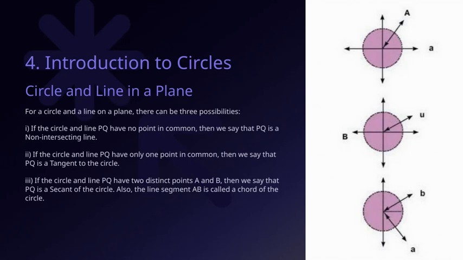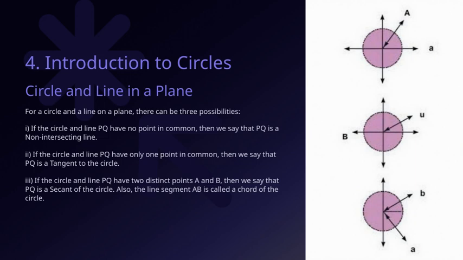Let's explore the different ways a line can relate to a circle on a plane. First, if the line PQ intersects the circle at 2 distinct points, A and B, we call that line a secant of the circle. The segment OB, which connects these 2 points, is known as a chord of the circle. Next, if the line PQ touches the circle at exactly 1 point, we say that PQ is a tangent to the circle.